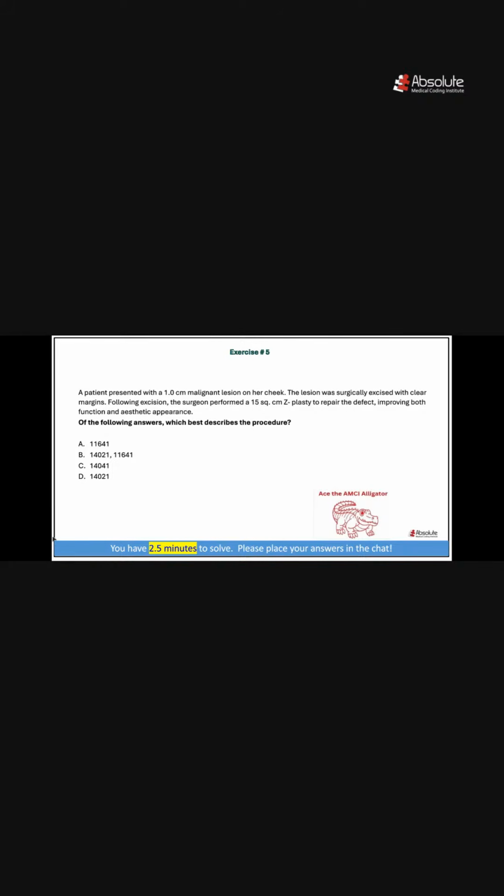A patient presented with a 1 centimeter malignant lesion on her cheek. The lesion was surgically excised with clear margins. Following excision, the surgeon performed a 15 square centimeter C-plasty to repair the defect, improving both function and aesthetic appearance. Of the following, which best describes the procedure? All right, coders, your time begins now.